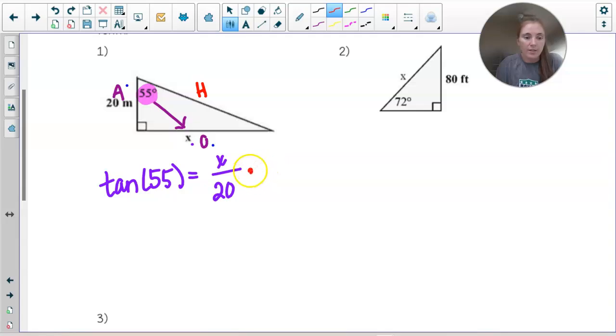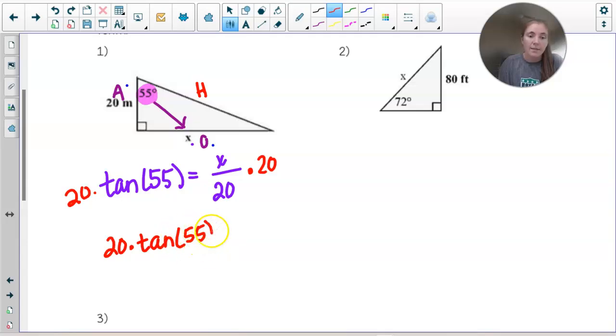To solve this equation, we just need to multiply both sides by 20, and we'll be able to solve it out. 20 times the tangent of 55 is something you'll be able to type directly into your calculator, and let's round to the nearest tenth. So 20 times the tangent of 55. Rounded to the nearest tenth, this gives us an X value of 28.6.